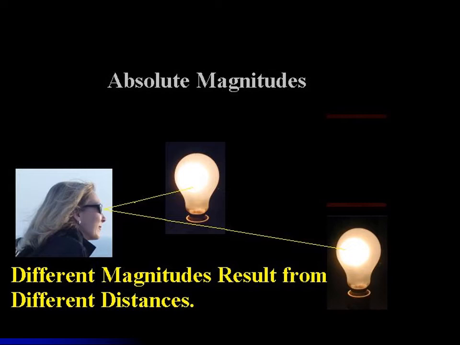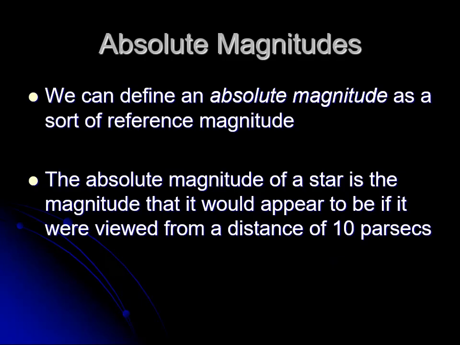So this is where we need to define something that we call the absolute magnitude. That's going to be a reference number that tells us precisely how bright a star really is, intrinsically. Intrinsic meaning in and of itself, not how bright it looks, but how bright it really is. So for the absolute magnitude, we need a reference. What we do is we imagine if we put a star 10 parsecs away, how bright would it look? So the absolute magnitude is the magnitude the star would have at a distance of 10 parsecs.